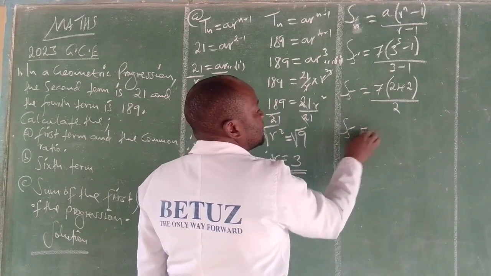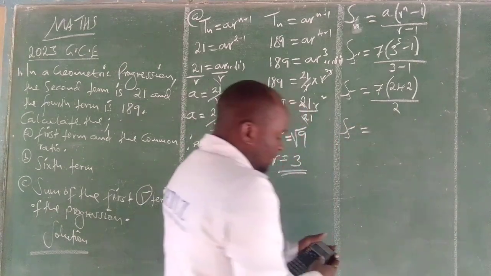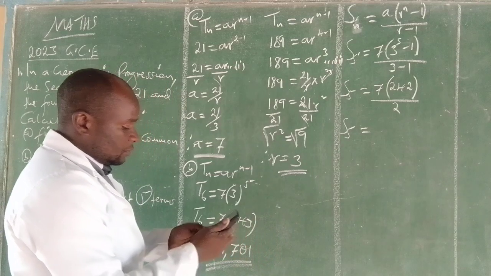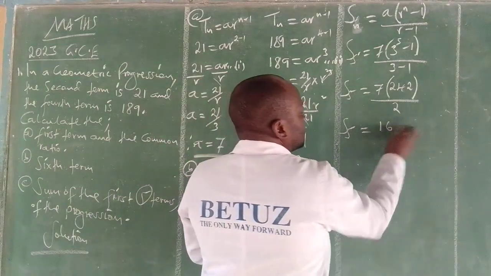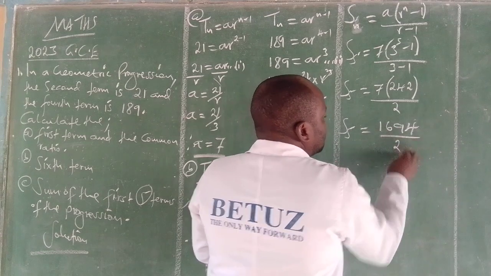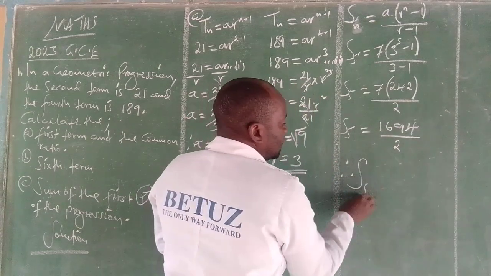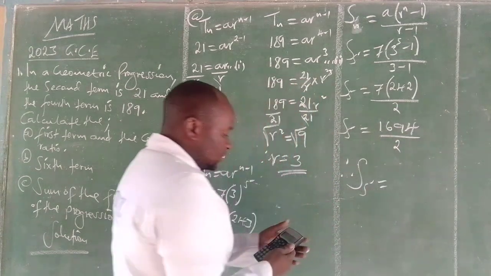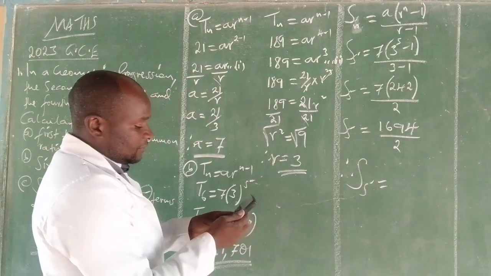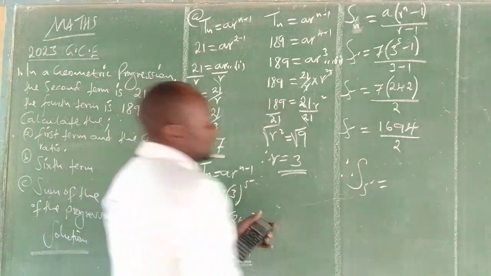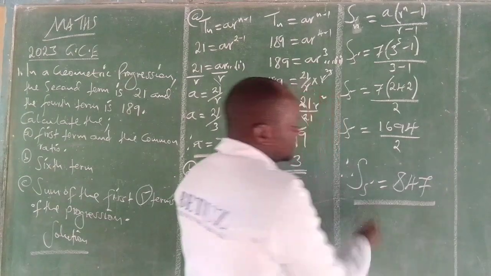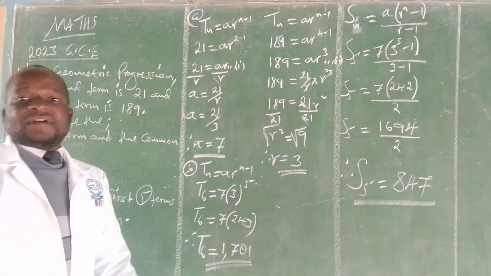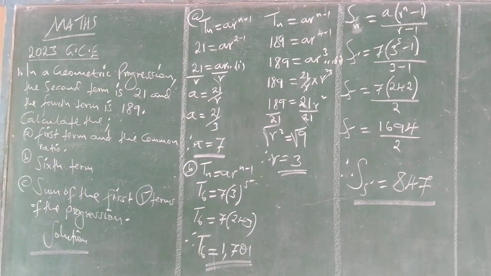So the sum of the first 5 terms is equal to 242 multiplied by 7, which gives 1694, divided by 2. 1694 divided by 2 gives us 847. This is the sum of the first 5 terms of our GP. So we have come to the end of our questions.